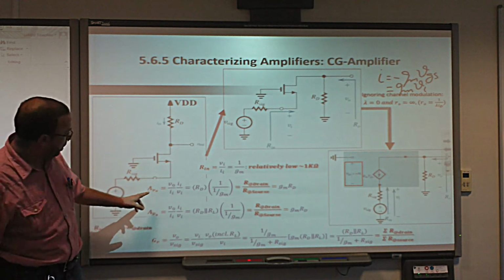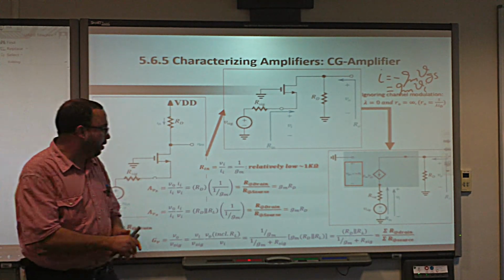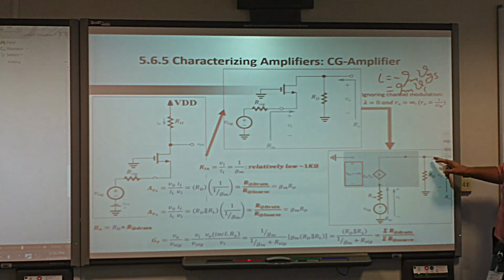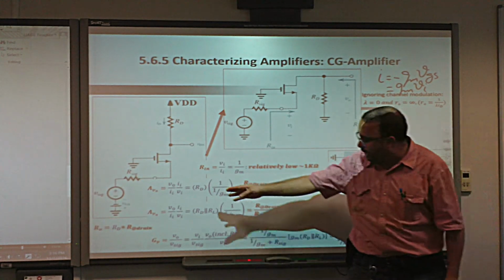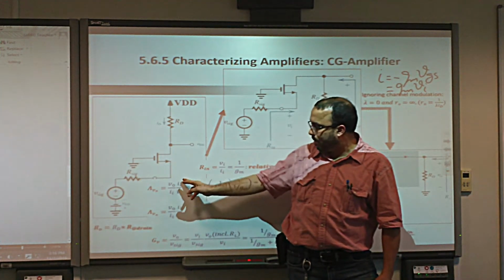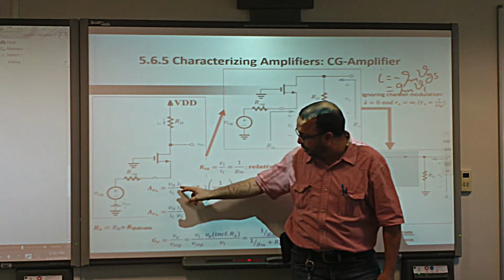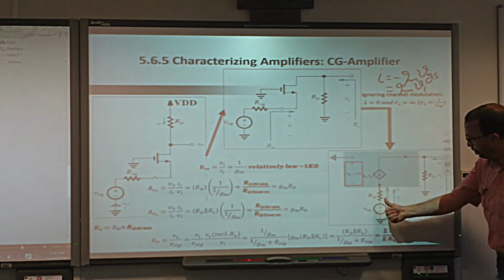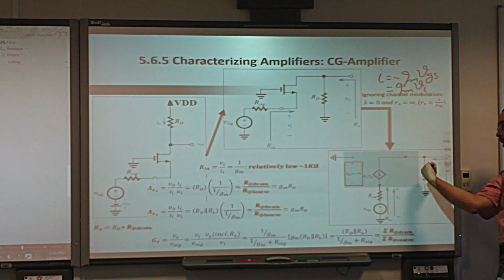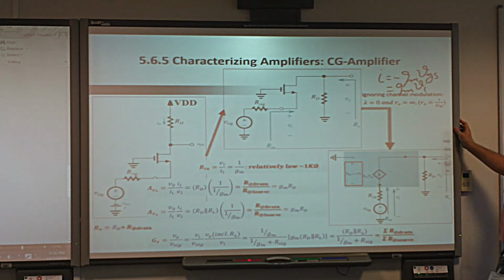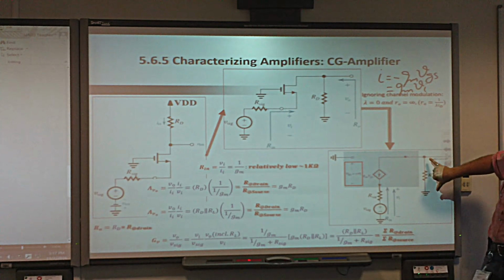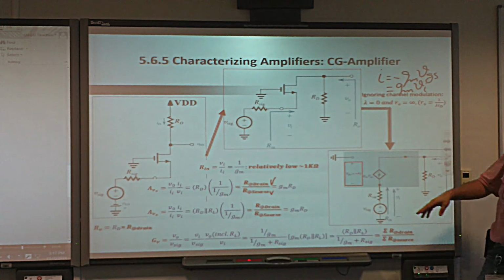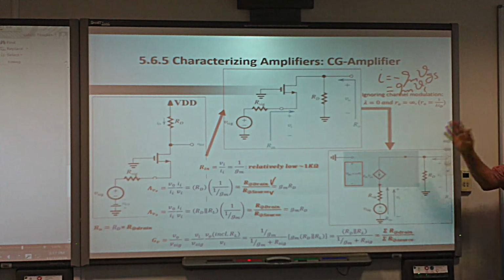Now the rest, Av naught, the same thing, is actually V out over V in, but there is no RL. Very simple. You can make it like V out over the input current times the input current over V in. We know this relation. This is 1 over gm. And V out over the input current, the input current that we send here is the current that goes in there. That's it. So you will find that it is going to be RD over 1 over gm. That means the drain resistance divided by the source resistance. This is equal to gm RD, and that's it.